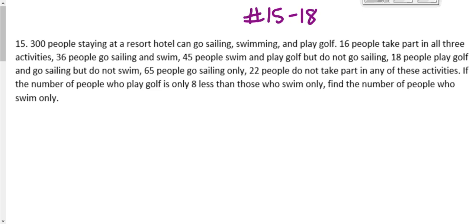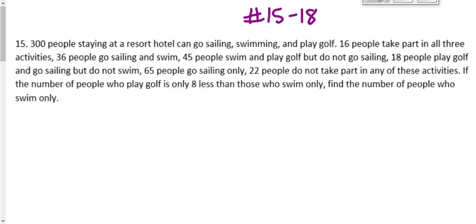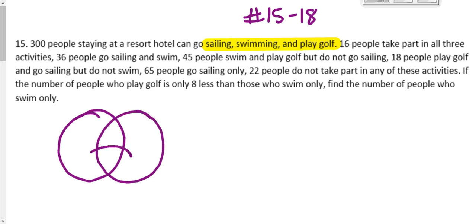If you already have, the first thing that I do is I look at how many groups I'm going to need. Well, throughout this problem, get my highlighter: sailing, swimming, and playing golf. So that's 3. So when I draw my Venn diagram, I'm going to have 3 parts to it. 1, 2, 3. And right at the beginning, they said 16 people take part in all 3 activities. So I'm going to go ahead and start filling in my Venn diagram. If 16 take part in all 3, 16 will be this middle number.